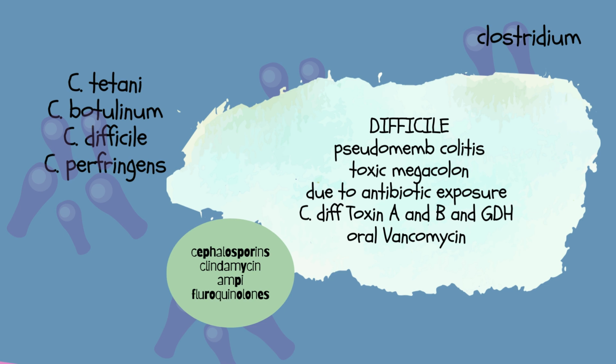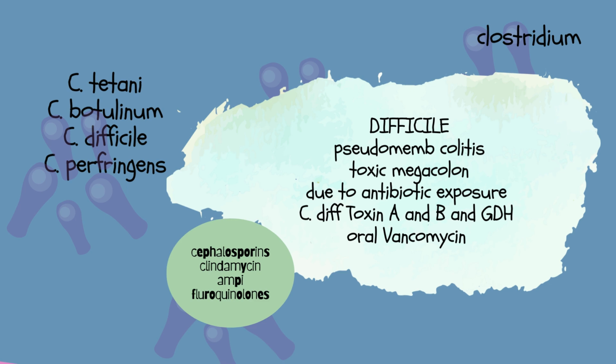Coming to Clostridium difficile. Clostridium difficile is famous for pseudomembranous colitis. In extreme conditions, it can cause toxic megacolon. It is mainly due to antibiotic exposure or excess use of antibiotics, usually presenting in hospitalized individuals who receive very high doses of antibiotics. The major culprits are cephalosporins, clindamycin, ampicillin, and fluoroquinolones.